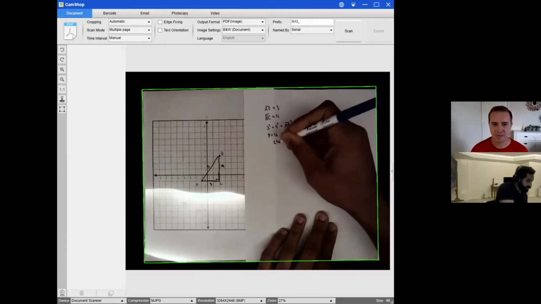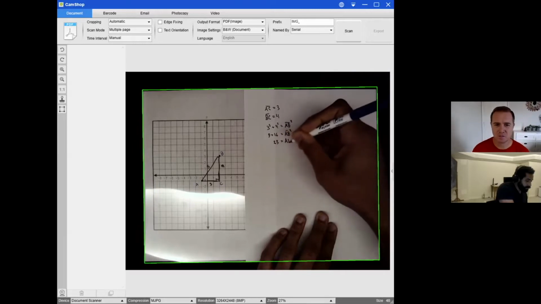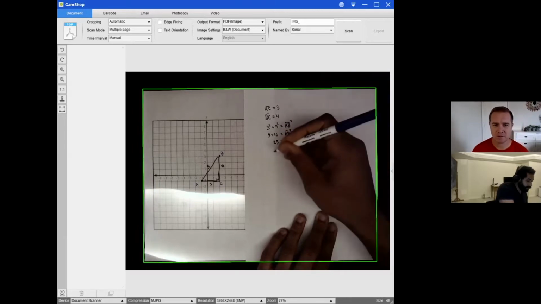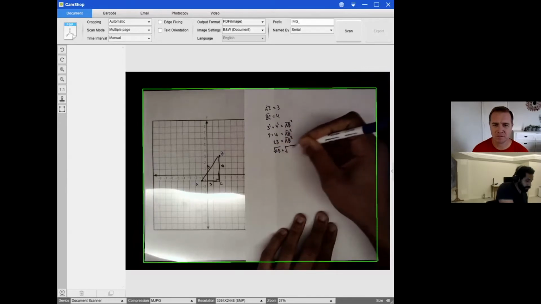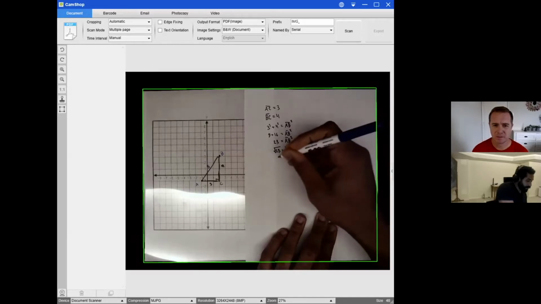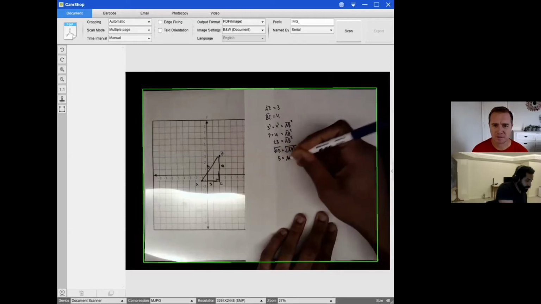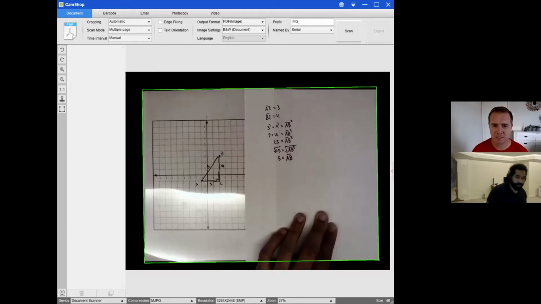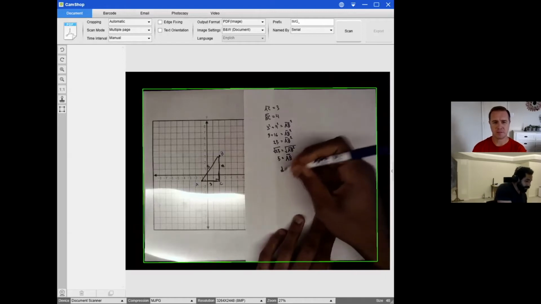So AB squared is 25. And so if we take the square root of both sides, root 25 is the same as the root of AB squared. So we get that the length of segment AB is in fact 5. And this is the same value you would get if instead we looked at the distance between point A and B using the distance formula.